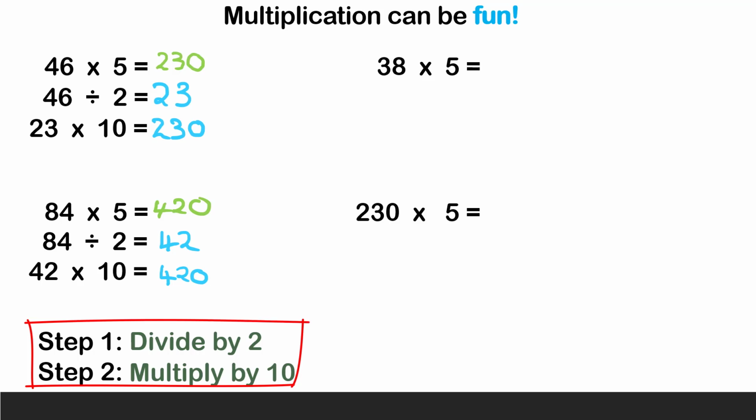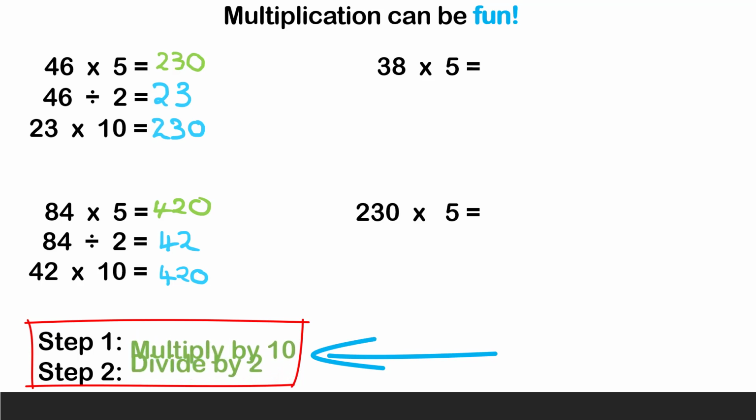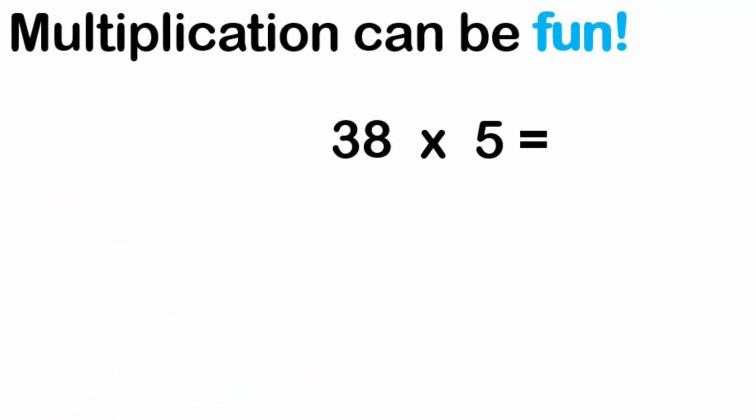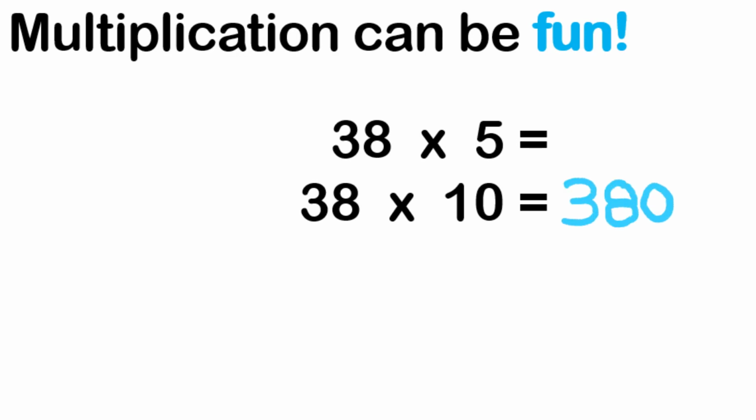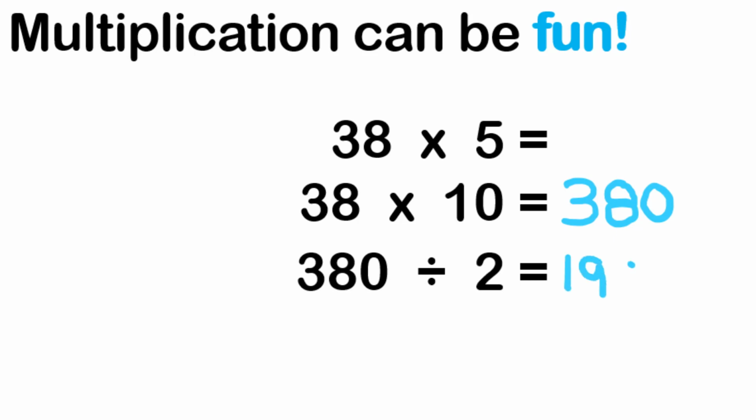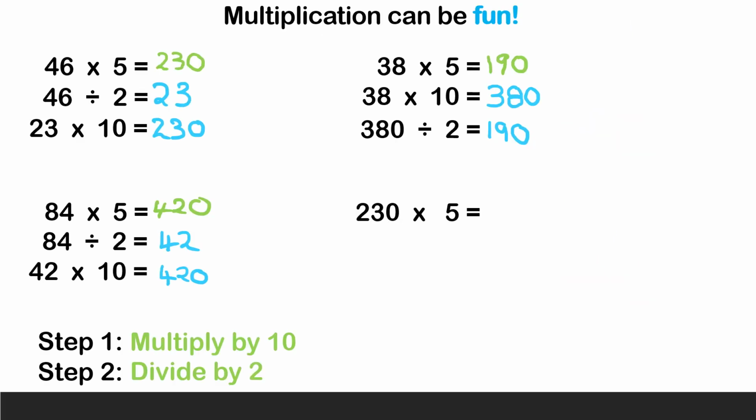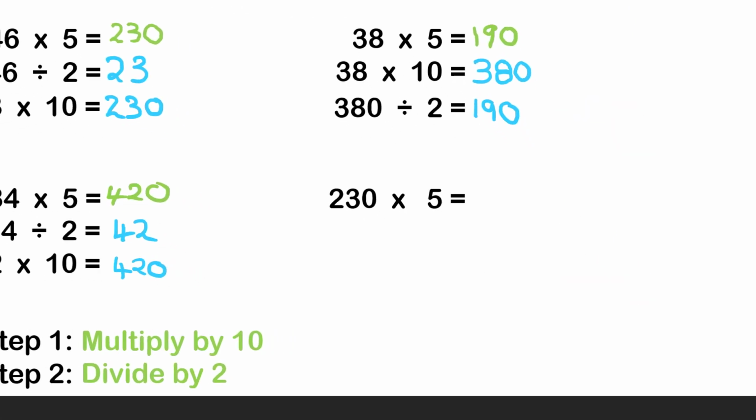But did you know that these steps can be swapped and you still get the right product? So you could multiply by 10 and divide by 2. I prefer the previous method though. It's totally up to you. Let me do these the second way. 38 multiplied by 10 equals 380, and 380 divided by 2 equals 190. So that's your answer.